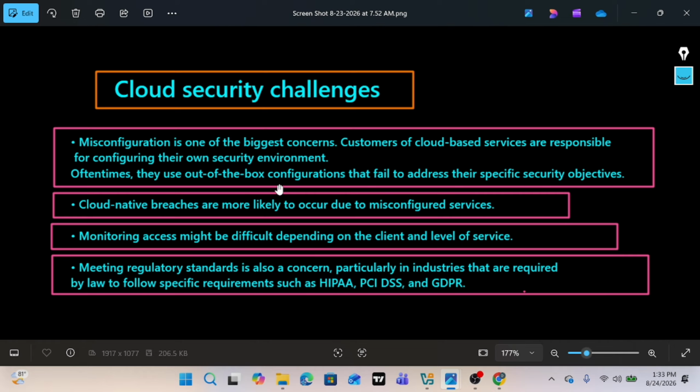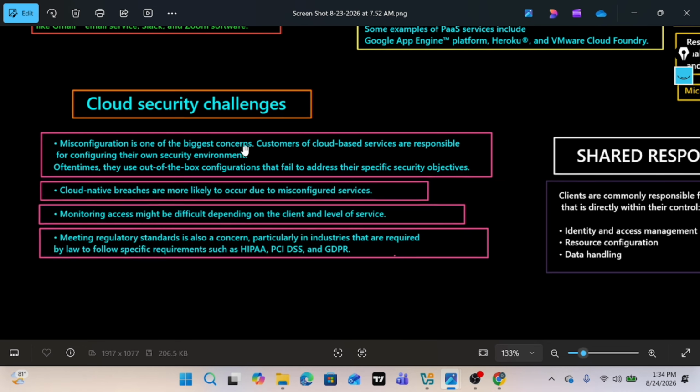That is where threat actors are attracted to. If you are migrating data and access to the cloud, then there is need for cloud security. Monitoring access might be difficult depending on the client and the level of service. Meeting regulatory standards is also a concern, particularly in industries that require it by law, especially regulations like HIPAA, PCI DSS, and GDPR. So these are a lot of challenges that cloud security actually presents.